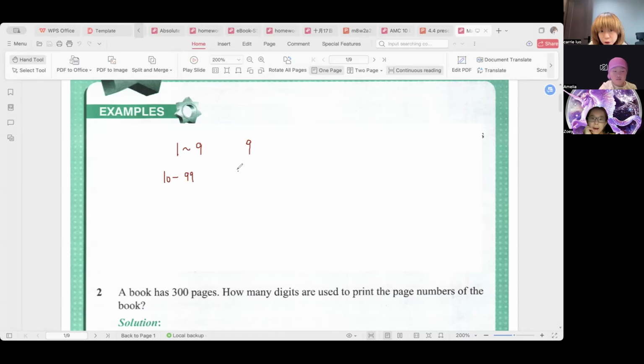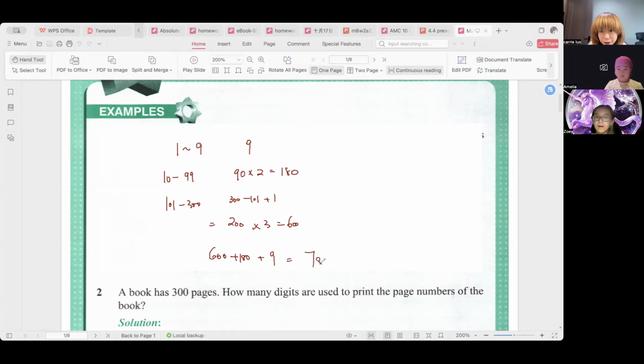The second one should be 90 times 2, the same thing, 180, right? So the third one is 101 to 300. So it's 300 minus 101 plus 1. So the answer is 200 numbers, times 3 equals 600. So the answer is 600 plus 180 plus 9. So the answer should be 789.